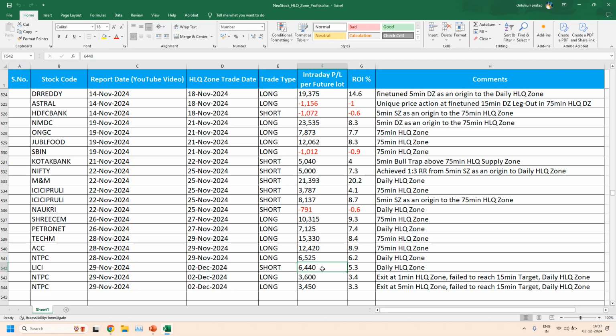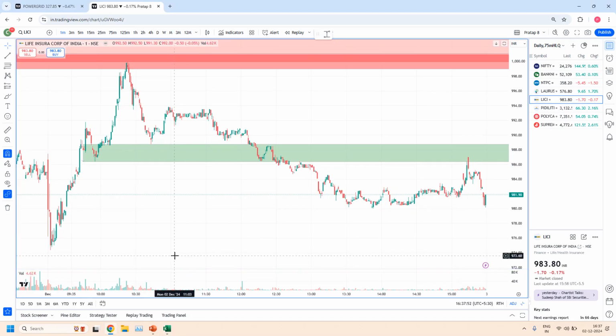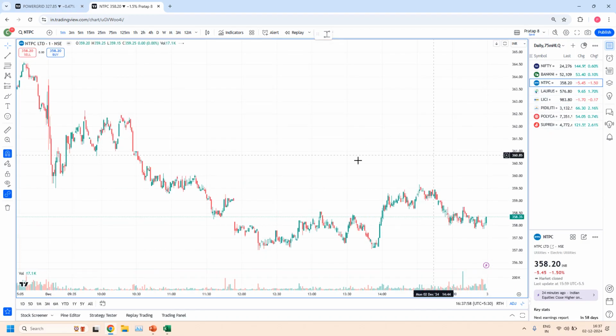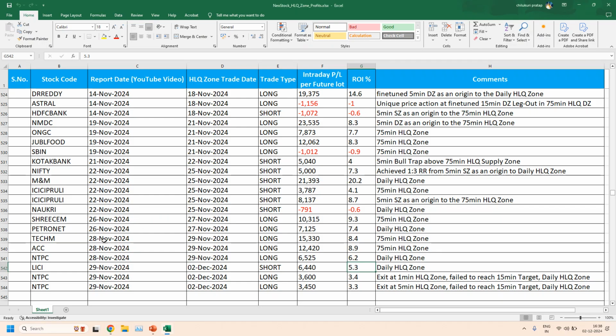Okay, LIC has given 6,440 rupees, which is 5.3% ROI. And the next stock is NTPC. NTPC we already discussed last Friday. Last Friday we got a trade from NTPC. Look into the last, 29th November, last Friday, we got a trade, 6.2% ROI we got. But today we failed to get 6.2, we got only 3.4%. Why we failed, I will explain.